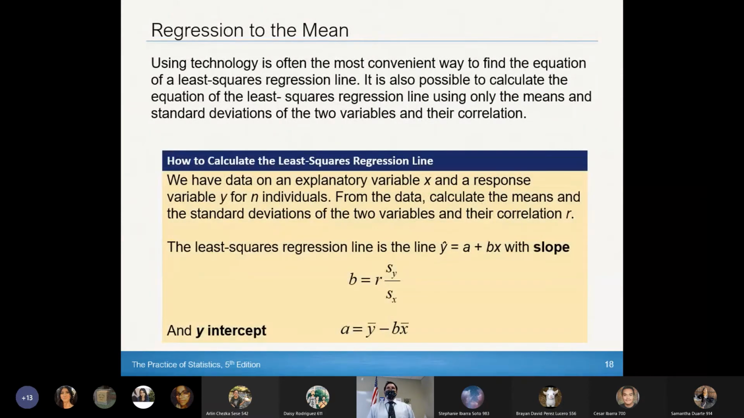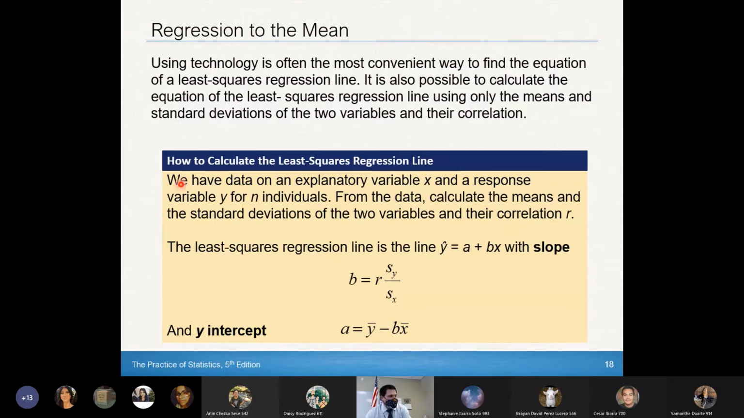All right, we can also find the equation of our least squares regression line using the means from our data. Now, using technology is often the most convenient way to find the equation of a least squares regression line. It is also possible to calculate the equation using only the means and standard deviations of the 2 variables and their correlation, the value of r. So in the event that you're maybe not given the full data set, but you're given the means and standard deviations and correlation, we can use that to come up with the regression line.